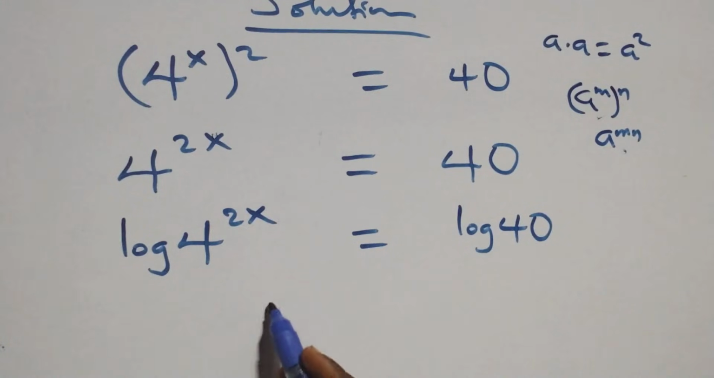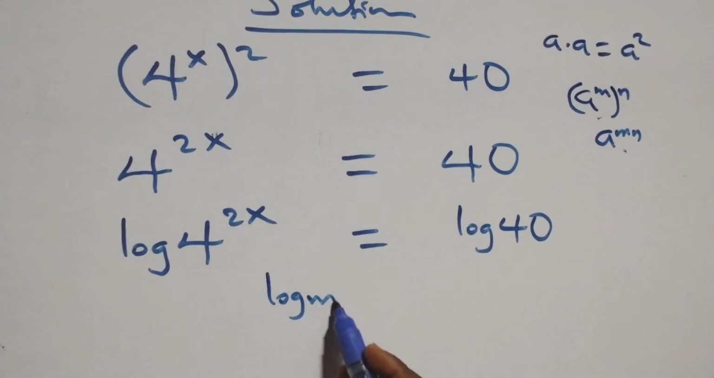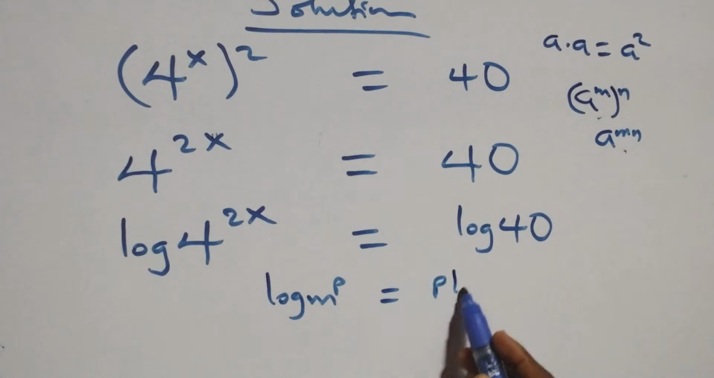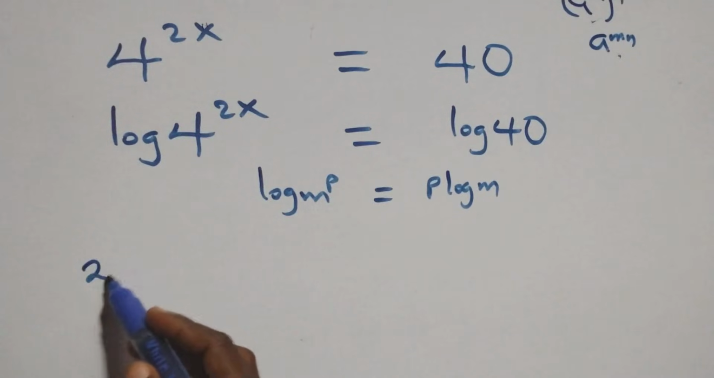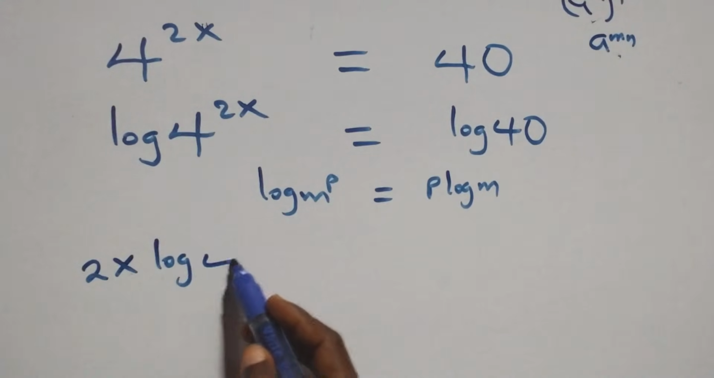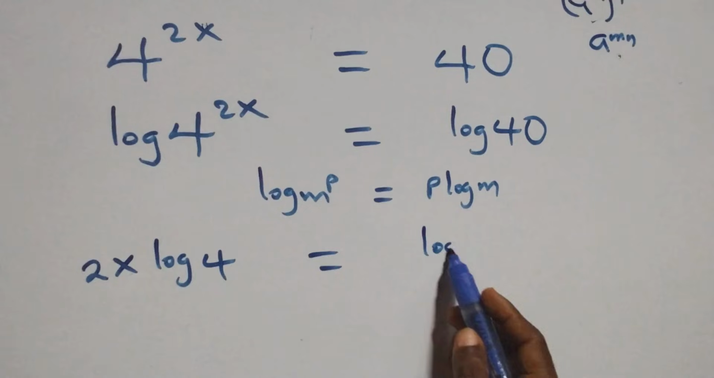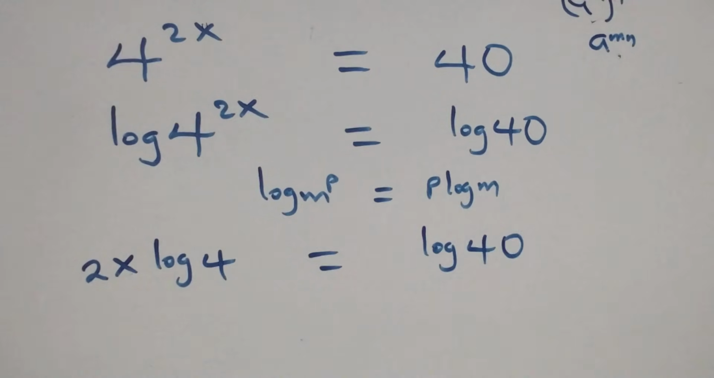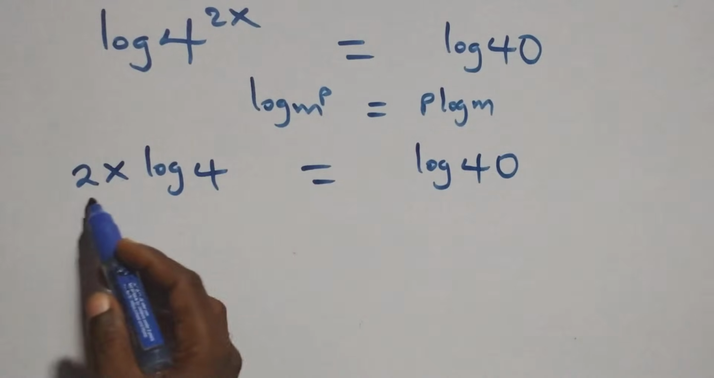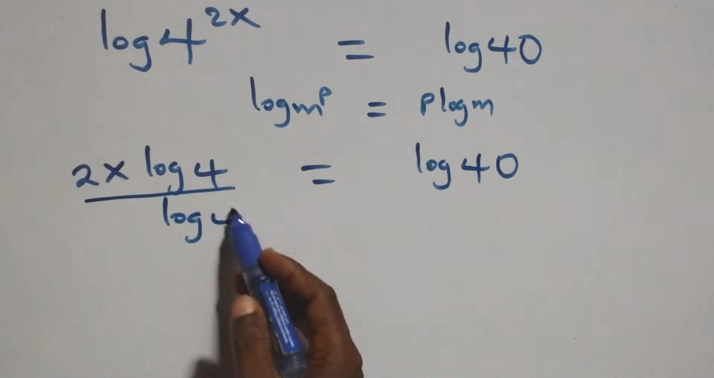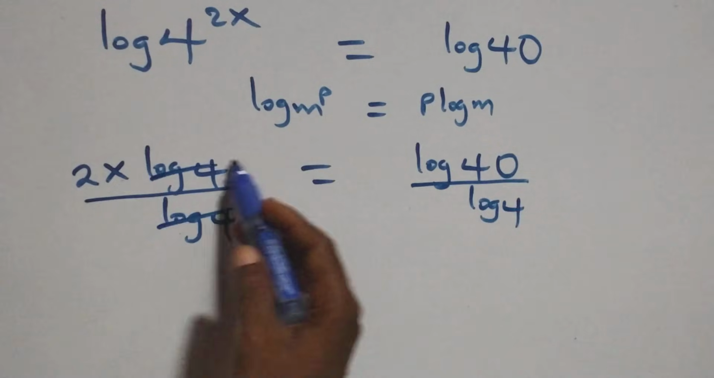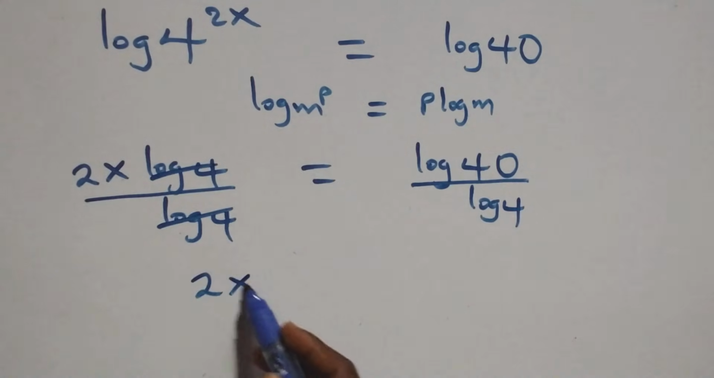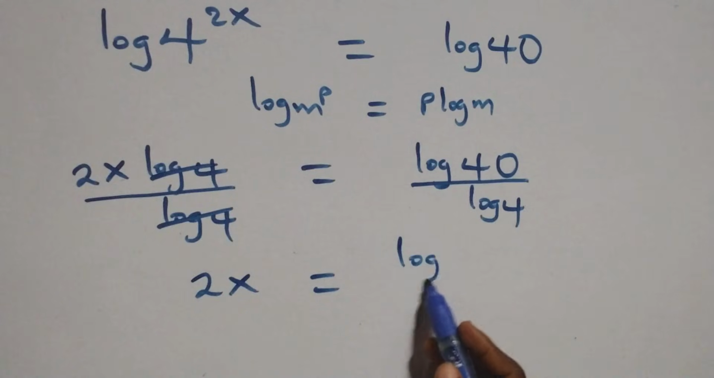Then this follows the power law of logarithm. When we have log m raised to power p, it's the same thing as p log m. Here we have 2x log 4 equals log 40 on this side. The next step, divide both sides by log 4. Now here, log 4 cancel each other. We have 2x equals log 40 over log 4.